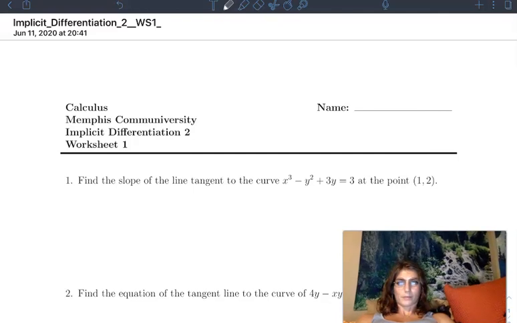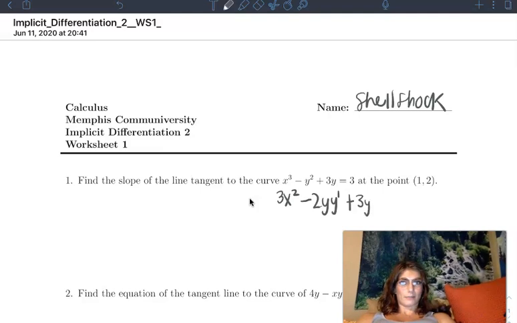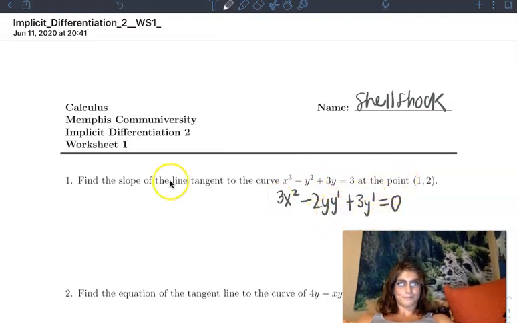Alright, so problem 1. You're asked to find the slope of the line tangent to the curve written there at the point written there. When it asks you the slope of the tangent line, that basically means take the derivative. So what's going to end up in this spot here will be your derivative. The important thing is that when you take the derivative of y, you have to remember the y primes. So y squared becomes 2y y prime, 3y becomes 3y prime.